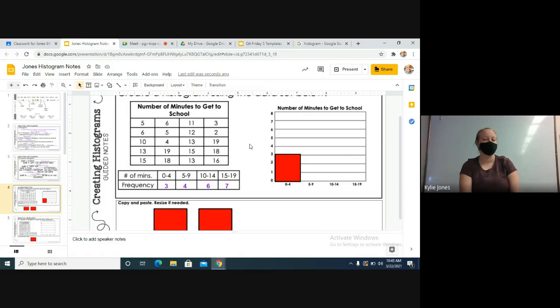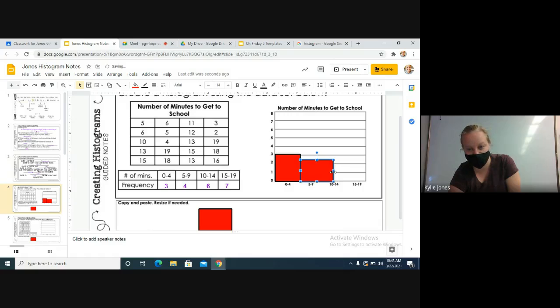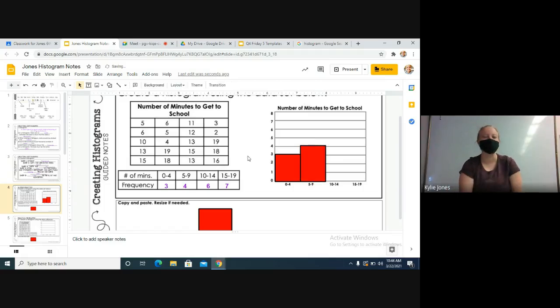Our next one, 5 through 9. How many kids walk between 5 and 9 minutes? 4. So let's move one of those up here, and we have to resize it again. So I'm going to make it skinnier, as close as you can, and then it's up to 4 because it needs to be as tall as the 4. So 4 students. Make them as even as possible in terms of how wide they are. It might not be exact, which is fine.